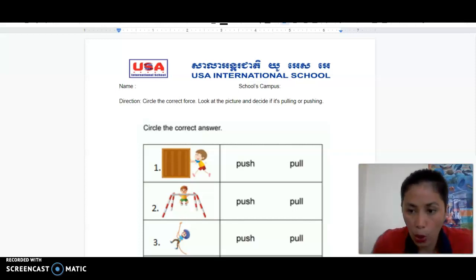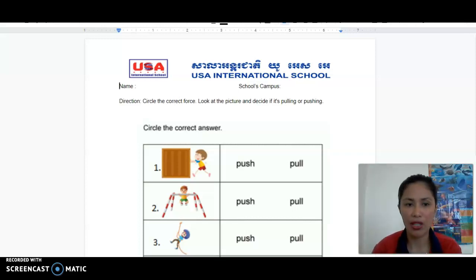So for today, let's go over your assignment. The assignment was that you are going to circle the correct force. So force again, it's like moving things with pressure like this, with force. Because this pen cannot move until I apply force to it, right? So it cannot move by itself. So force is applied to things. Okay, so we can push or we can pull some things in order for it to move.